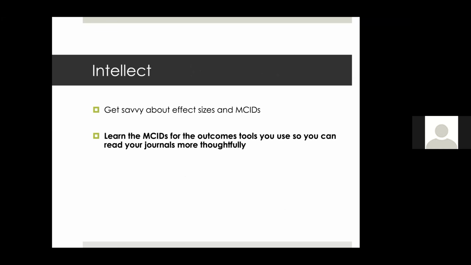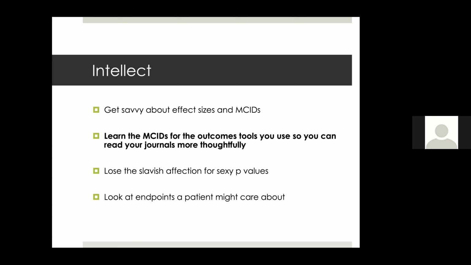You should have a sense for how big an effect size on an outcomes tool that you use has to be for it to be important to a patient, so that you can read your journals more thoughtfully and give patients better advice. We need to lose our slavish affection for sexy p-values, as Nick alluded to, and we need to focus on endpoints that a patient may care about. Patients aren't going to notice a 2-degree difference in tibial alignment, and so we may not need a robot to deliver that. You could say the same thing in Kienbock for fractions of a degree in the stall index. We should be looking at things like pain and function and survivorship.